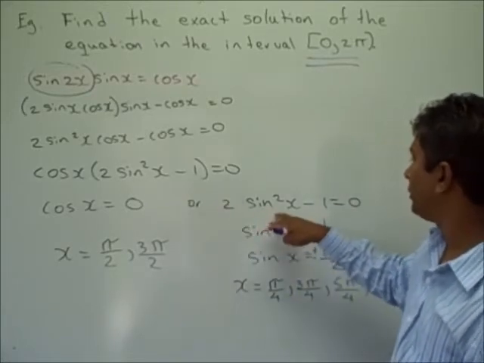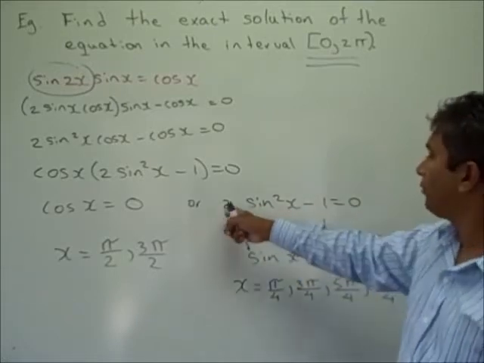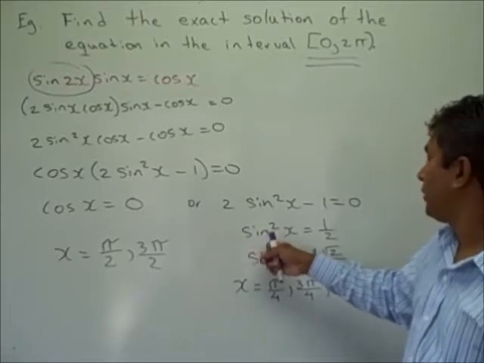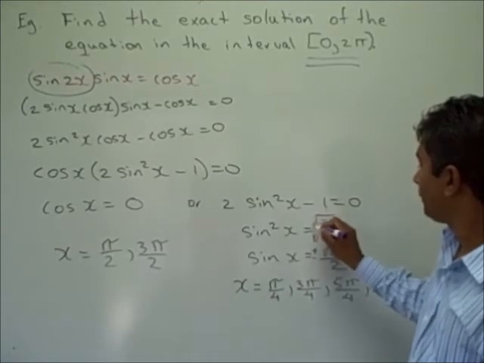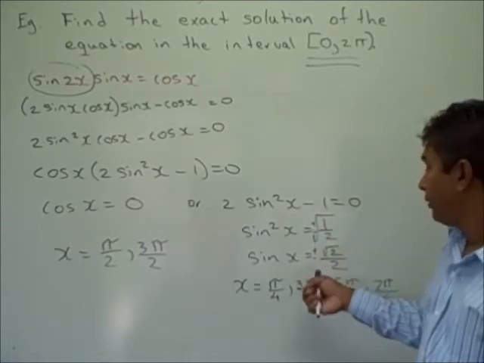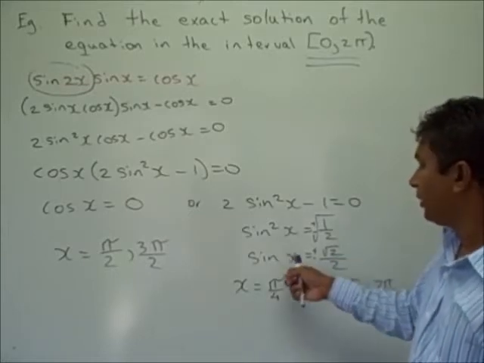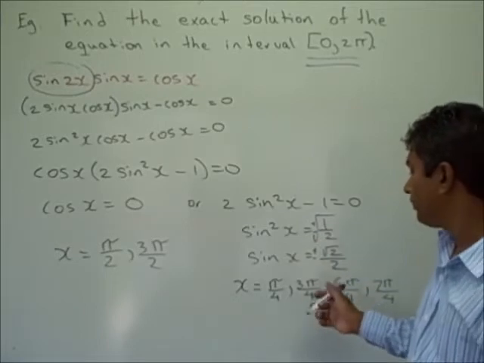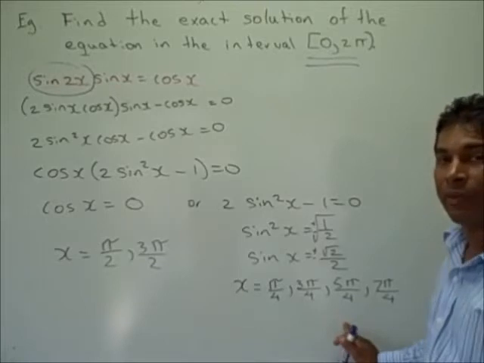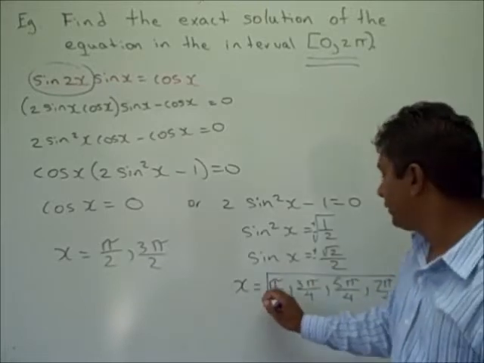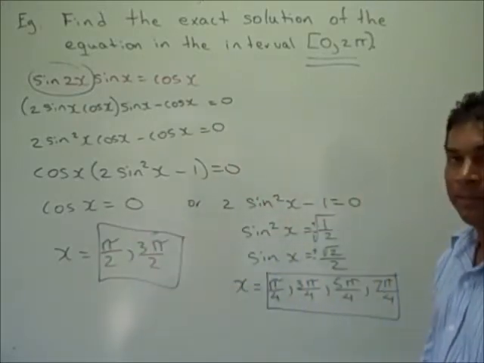Now we're going to solve 2 sine squared x minus 1 is equal to 0. We add 1 to both sides and divide by 2. We get sine squared x is equal to 1/2. We take the square root of both sides and rationalize the denominator, and we get plus or minus the square root of 2 over 2. So where is sine x equal to plus or minus the square root of 2 over 2? Pi over 4, 3 pi over 4, 5 pi over 4, and 7 pi over 4. So our solutions for this equation are these 6 angles.